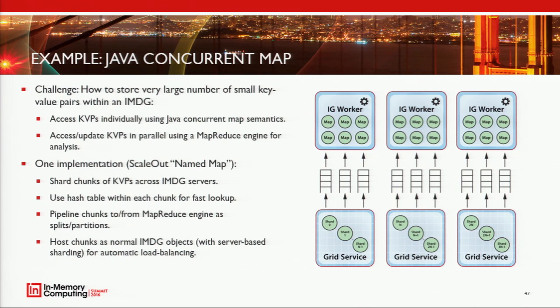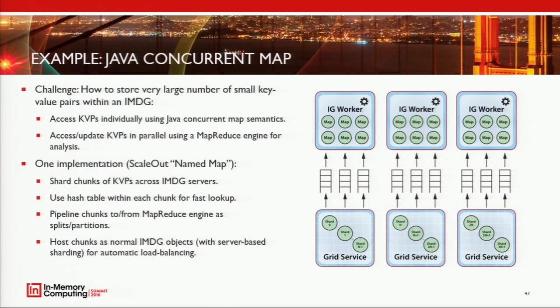And I also want to mention, we wanted to allow the key value pairs to be accessible individually with Java concurrent map semantics, in addition to being available for MapReduce. So we have 2 different usage models, and we want to have an efficient storage mechanism. So we chunk them into objects that are stored in the grid and put a little hash table in each chunk. So these are the chunks.